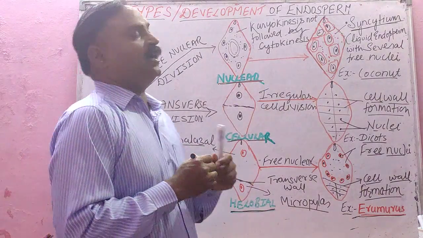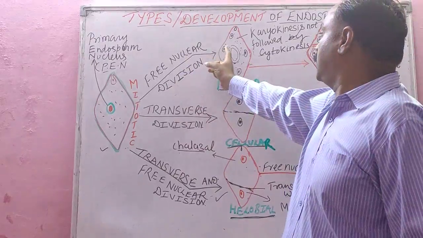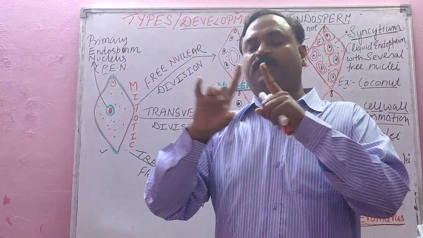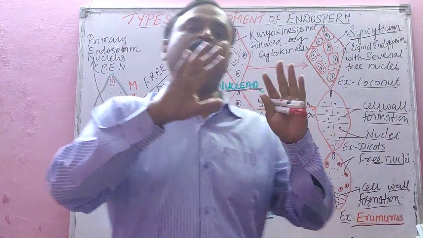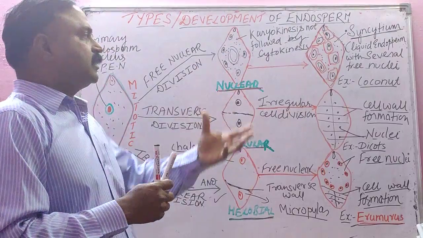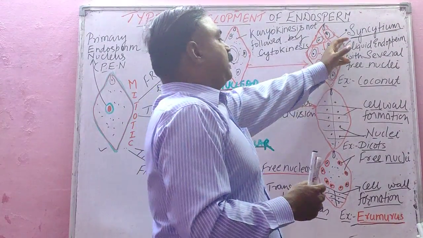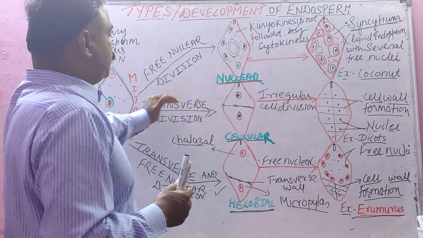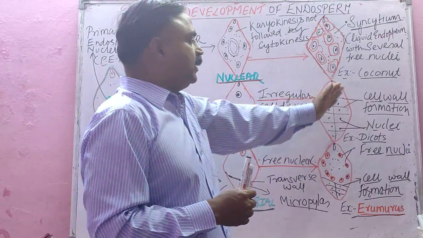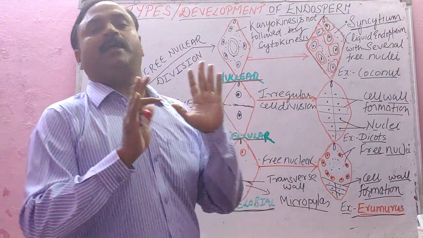So this is the main feature of three kinds of endosperm, children. First one is nuclear, second cellular, and third halobial. The main feature of nuclear is there is free nuclear division without formation of any wall, so that several nuclei suspended in the liquid endosperm is called syncytium. In cellular, first transverse wall develops, and then there is irregular cell division followed by immediate cell wall formation, and the example is dicot.